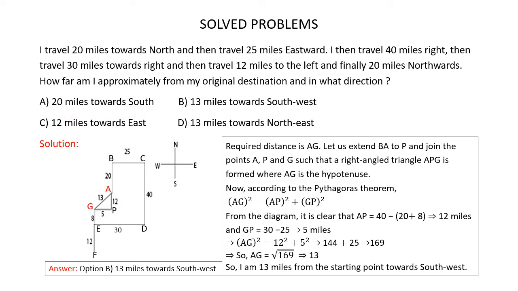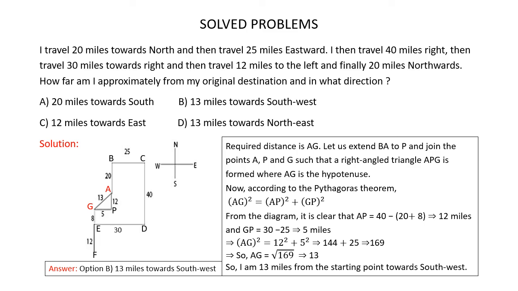Now to solve this problem, first let's draw a diagram for the information given in the question. So I start from point A and travel 20 miles towards the north to reach point B, and then travel 25 miles eastward to reach point C. I then travel 40 miles right to reach point D. Then travel 30 miles towards the right to reach point E, and then travel 12 miles to the left to reach point F, and finally I travel 20 miles northwards to reach point G.